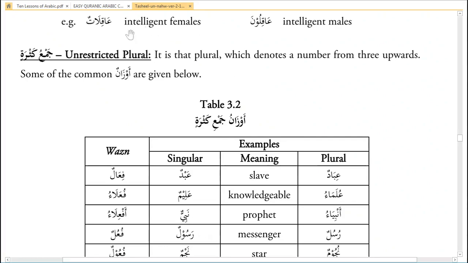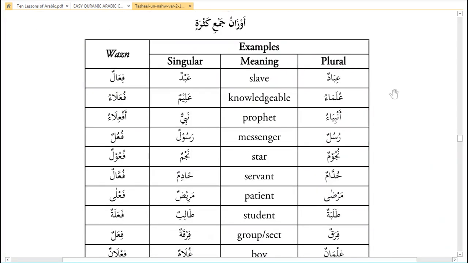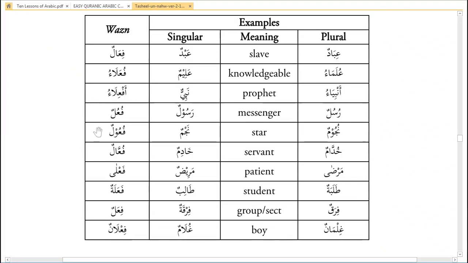And now we will study one more, Jam'u Qasra, which has no limit, but it is from 3 and upwards. Jam'u Qasra has its own wazan. These are the names of the awzans: fi'alun, fu'ala'u, af'ila'u, fu'ulun, fu'alun. If you don't remember this, okay, because we are not going deep into grammar, but we are studying so we understand the Quran and Hadith in Arabic. So if you remember these, that will also be fine.